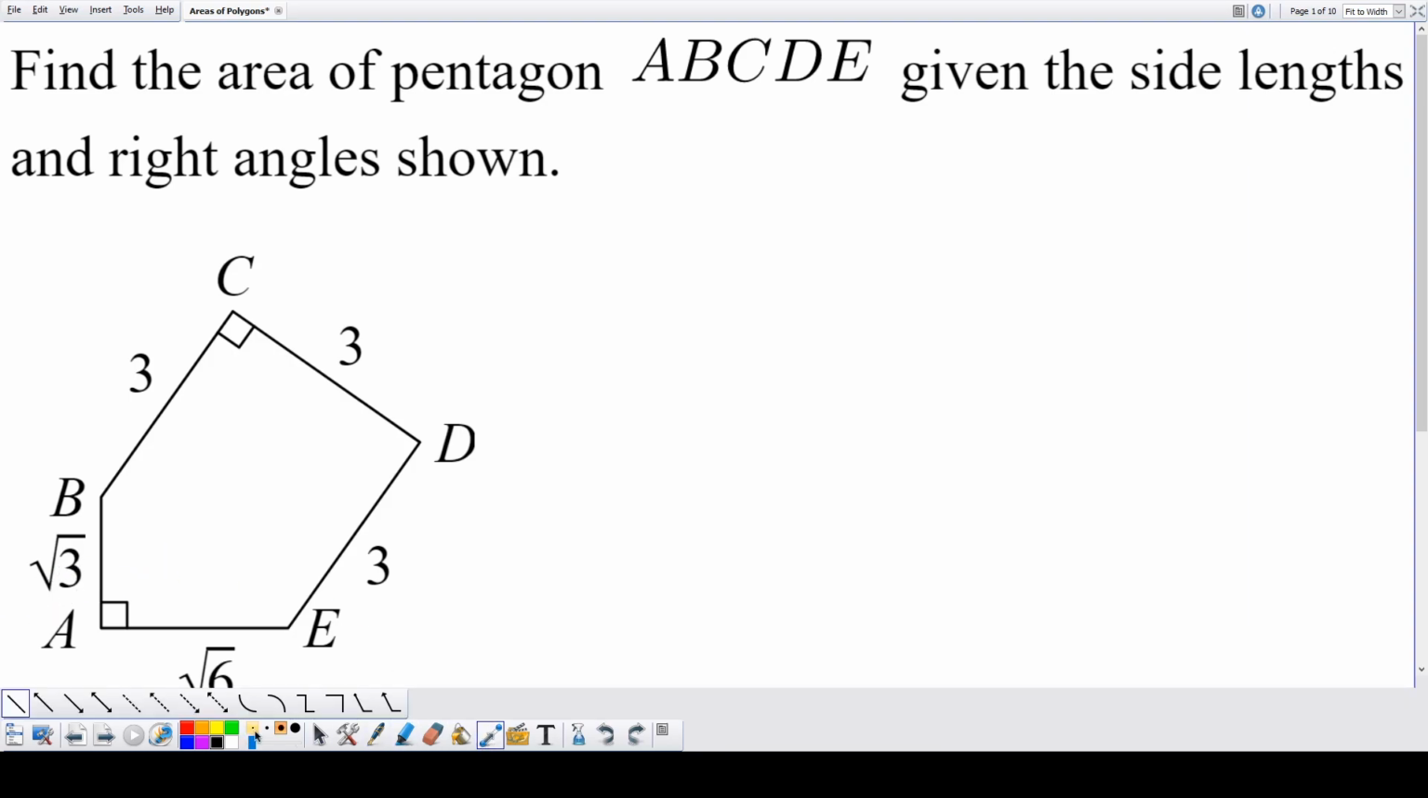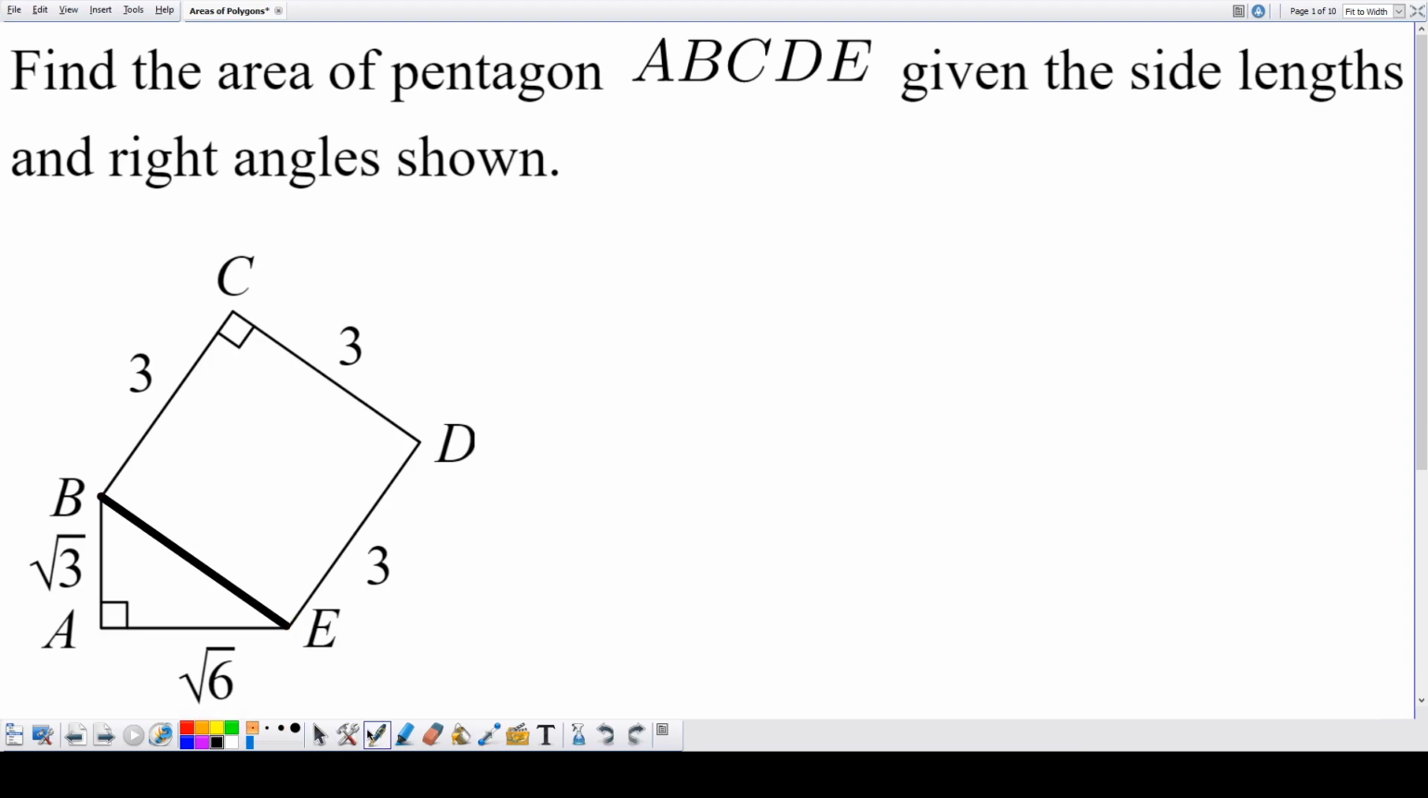So I think the easiest way to approach this problem is to connect B and E, just like that. And now we have a right triangle. And it seems that we have two shapes, a right triangle and a square. So if we find the area of each, then we can find the area of the entire figure. So let's find the area of ABE, our right triangle.